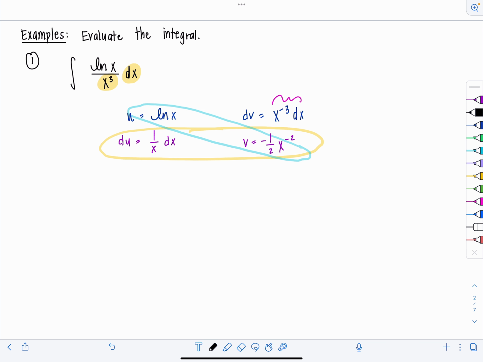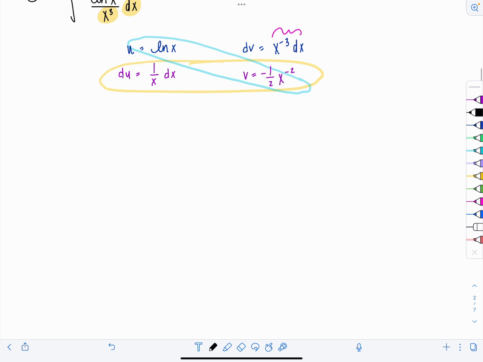Okay, so here we go. So the formula is uv minus integral v du. Here's uv, u times v. Negative 1/2 x to the negative second natural log of x minus v du. But do you see how v already has a minus sign? So I'm going to switch this, make it plus. And then I always like to put my constants outside of the integral. So that 1/2 is also going to go outside. That way I can just focus on the function that I'm anti-differentiating. And we have 1 over x times x to the negative second dx.